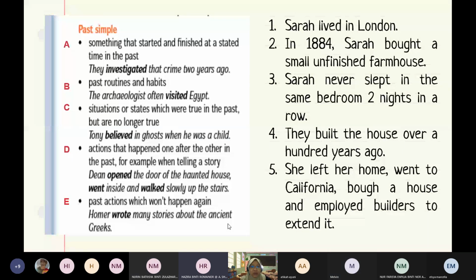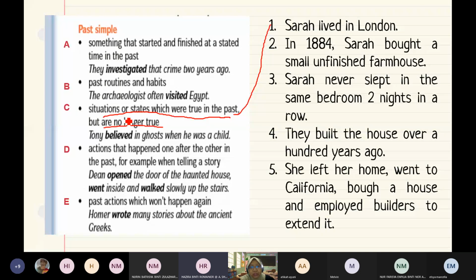E. No. The correct answer is C. The correct answer is C. So this one, the correct answer is C. Alright, because it is a situation or state which was true in the past but no longer happens now. Alright, number 2. In 1884, Sarah bought a small unfinished farmhouse.